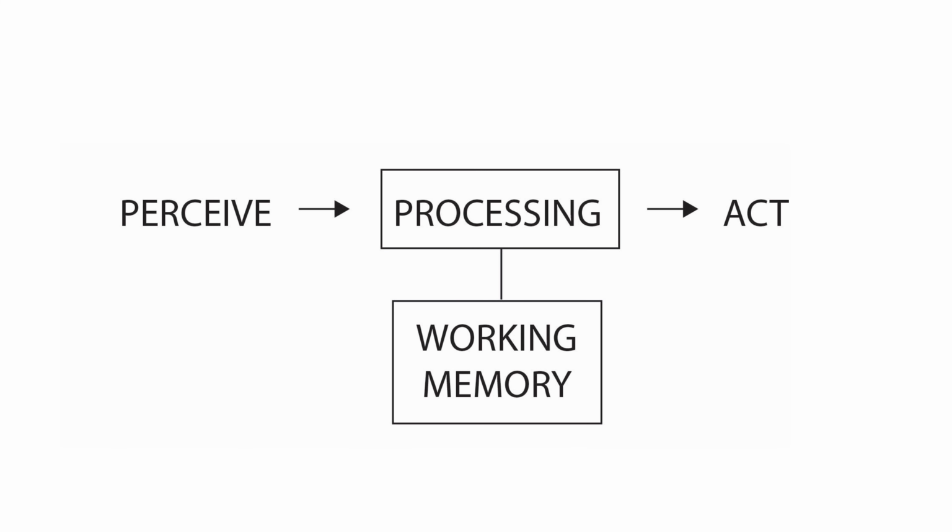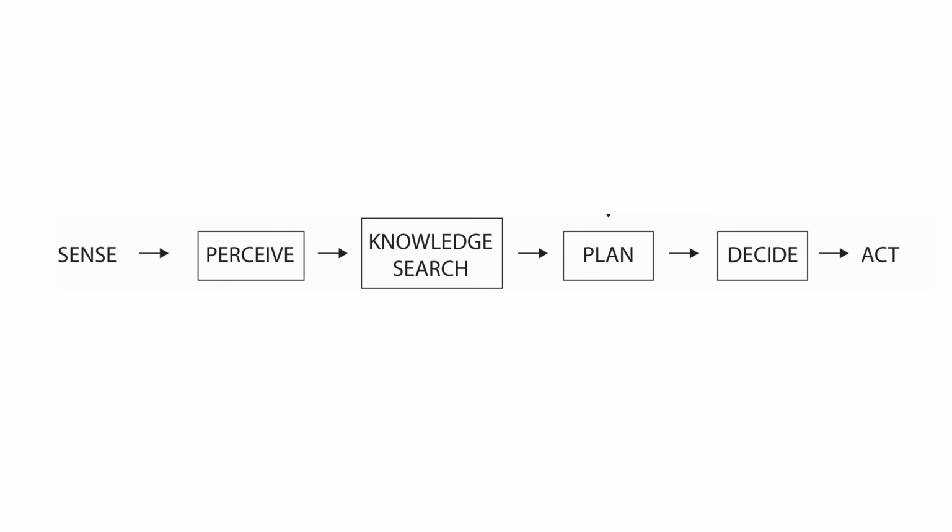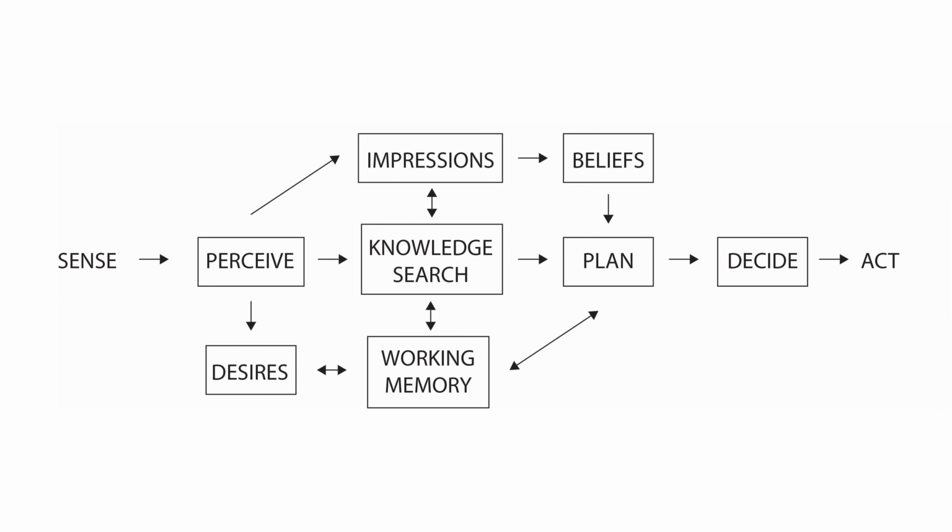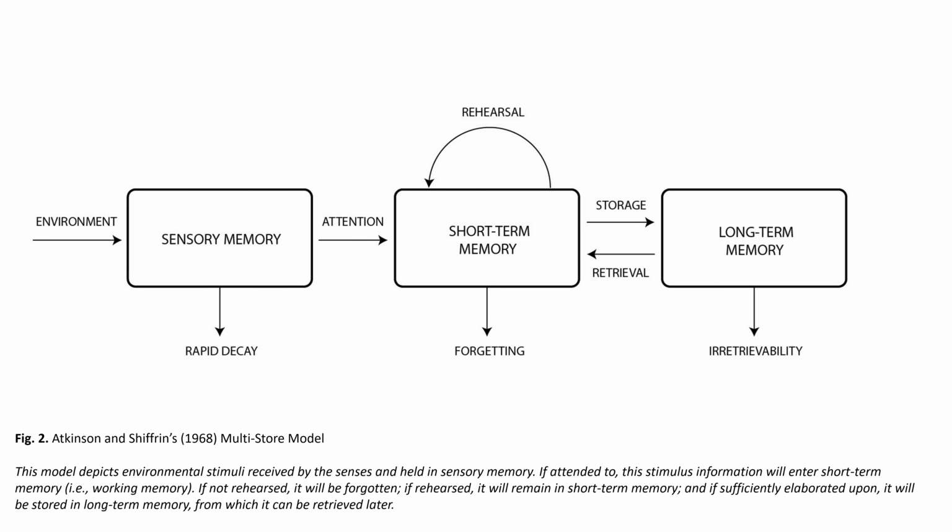Now, some cognitive architectures see it like this, where after you sense, you perceive, you perform a knowledge search, you plan, and then you decide before you act. And I think you can find a place for things like impressions, beliefs, and desires. But now let's delve into some of the more formal models. Here with the Atkinson-Shiffrin model, you can see information coming from the environment on the left, passing through sensory memory, which is mostly unconscious, moving into short-term memory, and remaining there if it's attended or rehearsed, and then if memorable, moving to long-term memory.